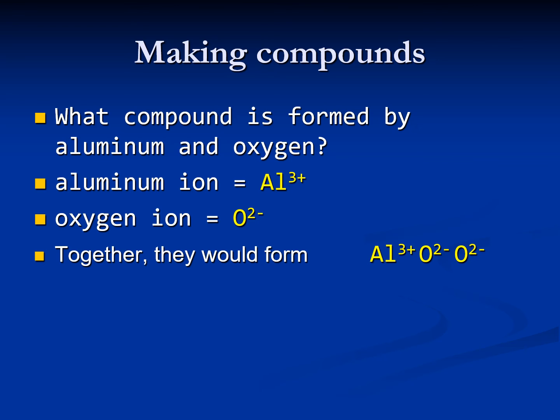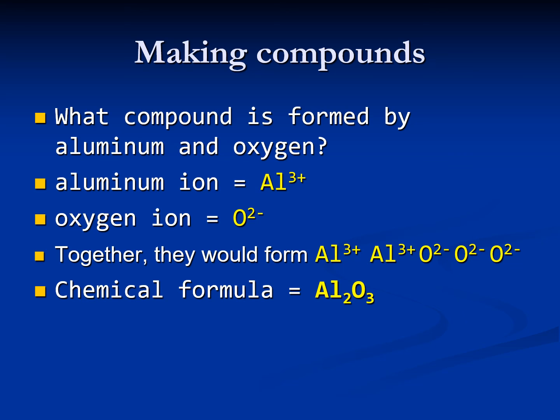But now we have too many negatives. So we have to write another positive. But now we have too many positives. We have +6 and -4. So we have to write another negative. Now we should have +6 and -6, so our ratio must be 2 aluminum ions for every 3 oxygen ions. This compound would be called aluminum oxide.